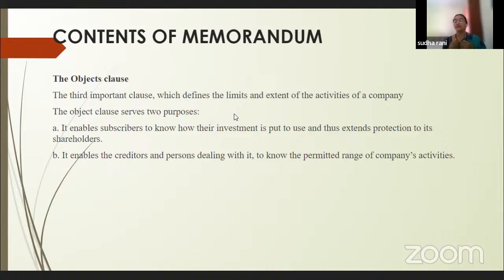Looking at these objectives, subscribers, that means shareholders, prospective shareholders or investors, will come to know how their investments are going to be used by the company and to what extent the company is going to give protection to them. Even the creditors and other people who deal with the company can know the scope of the company and its activities. All these details can be known through the object clause. So the object clause tells about the objectives of the company.